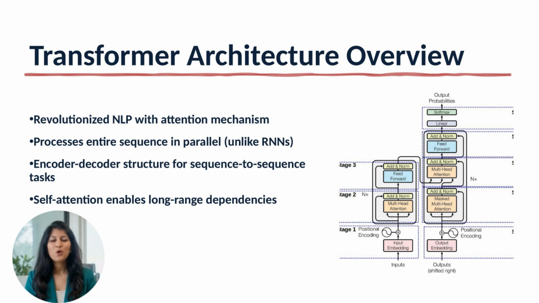The original transformer has an encoder-decoder structure. The encoder processes the input sequence and the decoder generates the output sequence. Each consists of stacked layers with two main components, multi-head self-attention and feed-forward networks. Residual connections and layer normalization stabilize training.